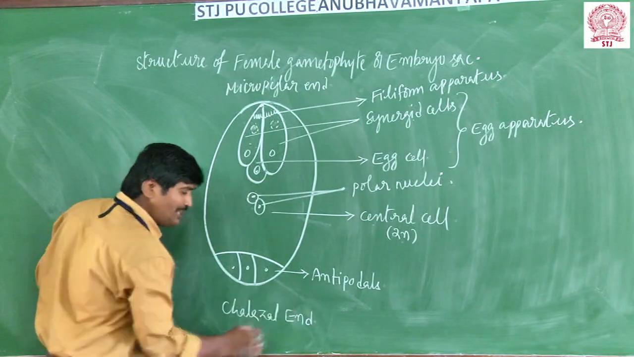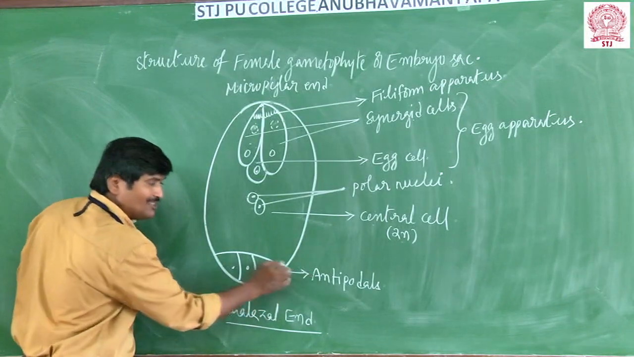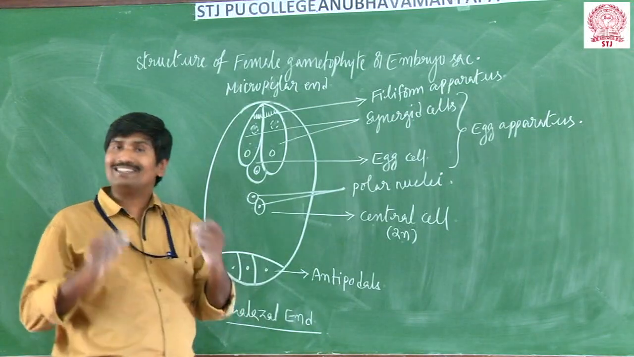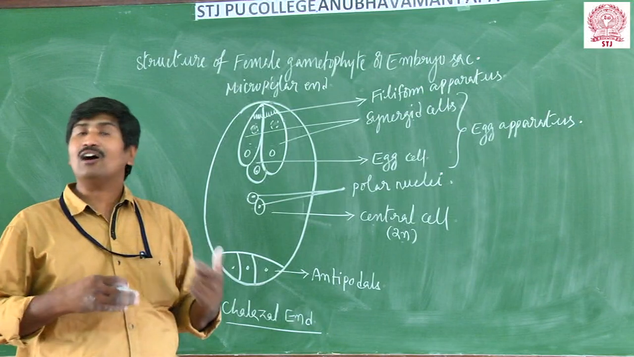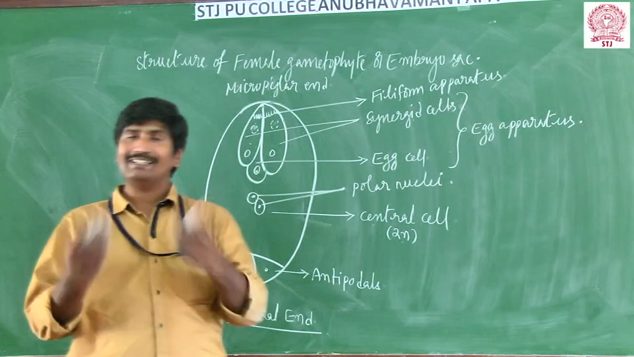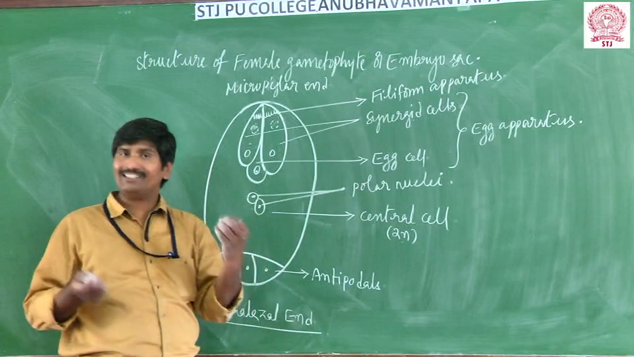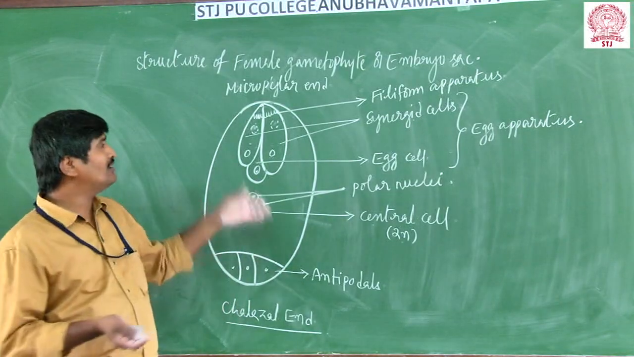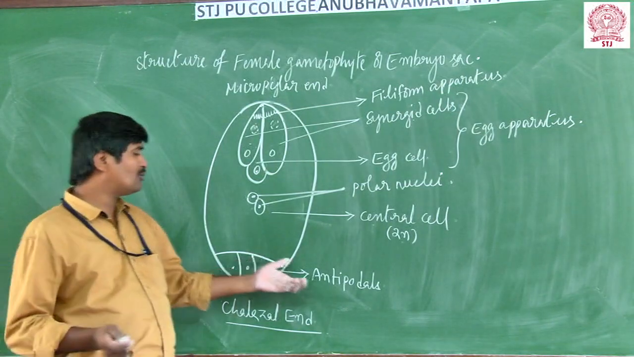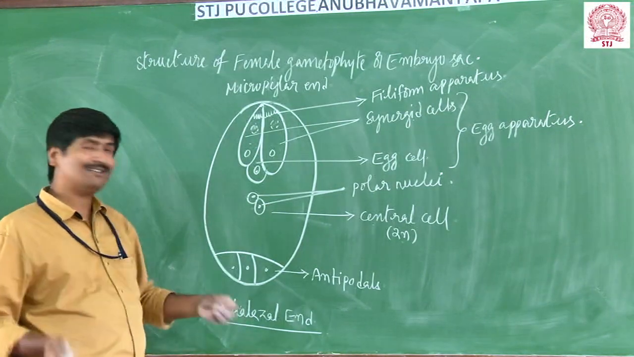Next one, the antipodals. These antipodals are located towards the chalazal region. These antipodals are vegetative cells. Before or after fertilization, these antipodal cells completely degenerate. That's why the antipodal cells are known as vegetative cells. They have no role in the embryo sac, particularly in fertilization. They are located towards the chalazal end.